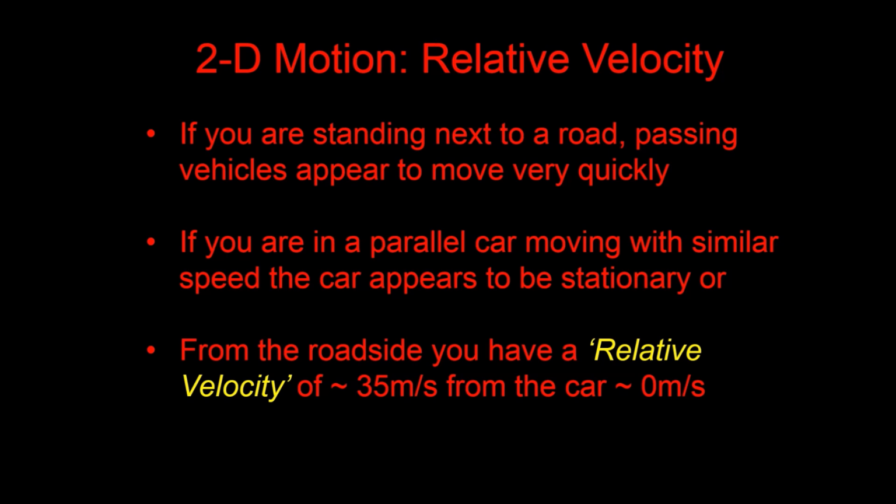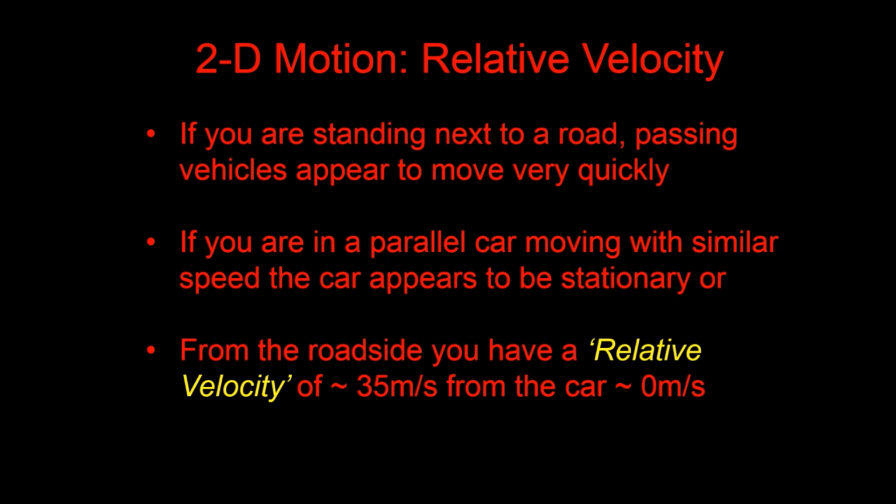So if you are standing next to a road, vehicles appear to pass by very, very quickly. Now, in the same case, if you are in a car parallel to another car and moving with similar speed, then that car is stationary relative to you, even though both of your reference frames are moving. So from the road side, you'll have what's called a relative velocity. Say the car is moving 35 meters per second. So you'll have a relative velocity from a stationary perspective of 35 meters per second.